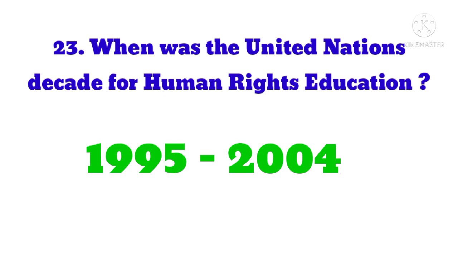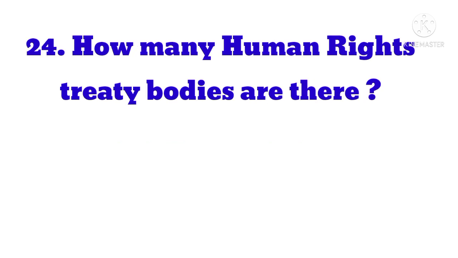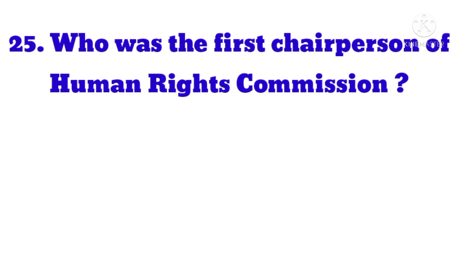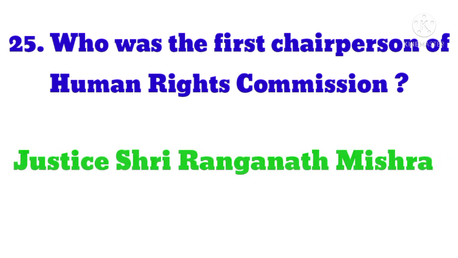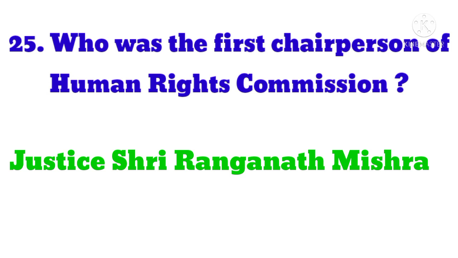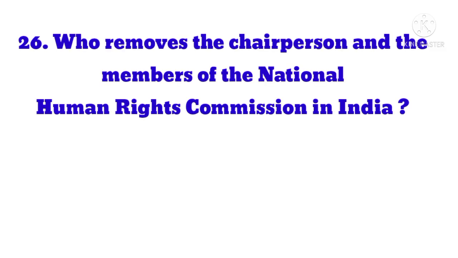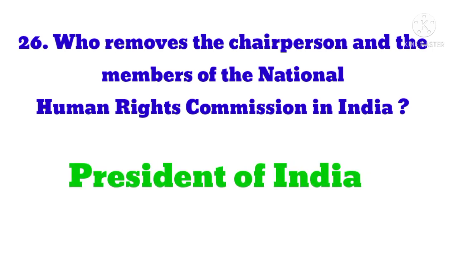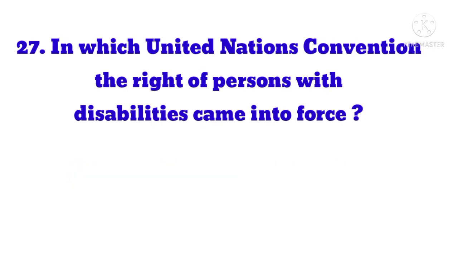1995 to 2004. How many human rights treaty bodies are there? Answer is 6. Who was the first chairperson of Human Rights Commission? Justice Sri Ranganath Mishra. Who removes the chairperson and the members of the National Human Rights Commission in India? Answer is President of India.